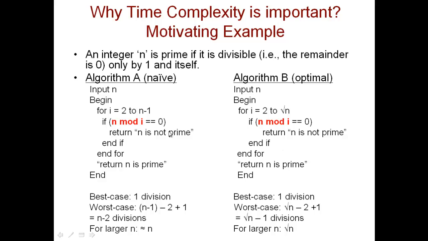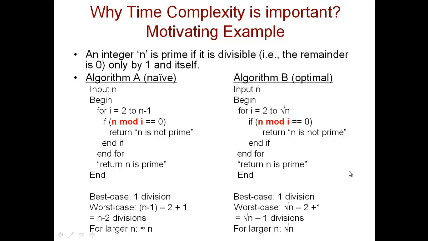So you don't have to really go from 2 to n minus 1, just check from 2 to square root of n, and if nothing in this range can divide n, then n is indeed prime. So with this logic, I'm reducing my range, right? Instead of 2 to n minus 1, we are going to go only from 2 to square root of n. So the best case is still one division. That's for even integers. We have to do at least one division, right?